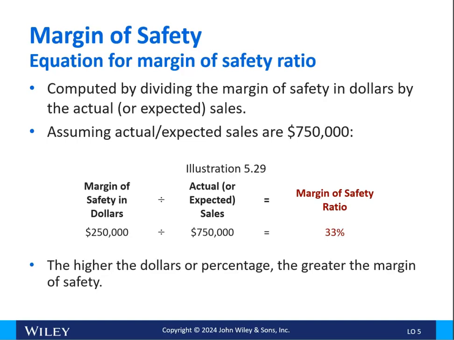The margin of safety ratio is computed by dividing the margin of safety in dollars by the actual or expected sales. So again, assuming the $750,000 actual or expected sales, calculated the margin of safety in dollars of $250,000. So the margin of safety ratio is 33%. The higher the dollars or percentage, the greater margin of safety.